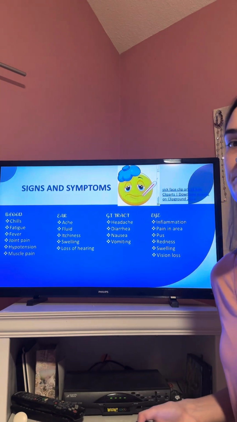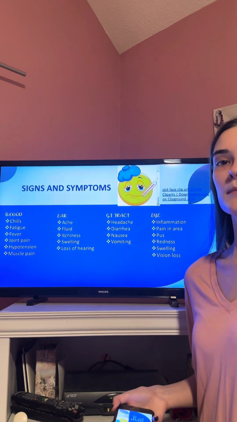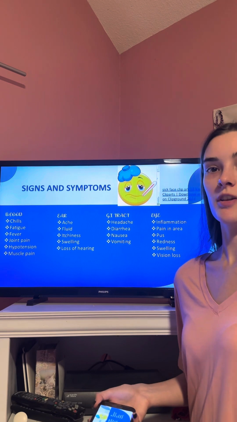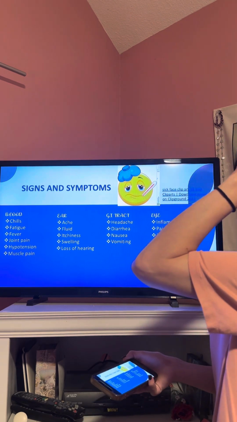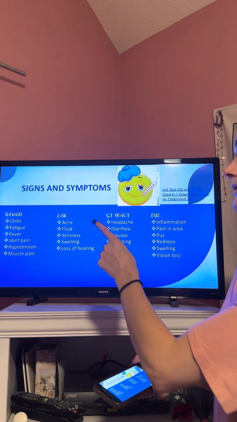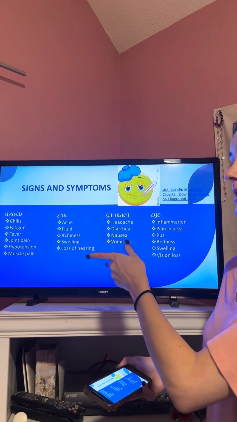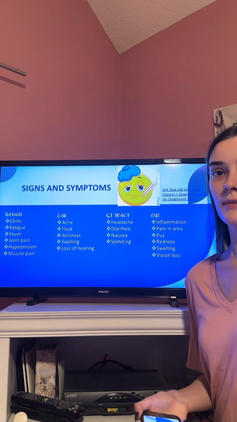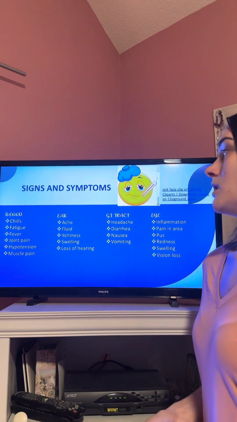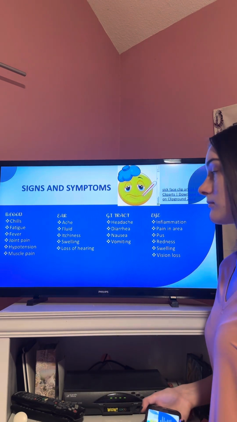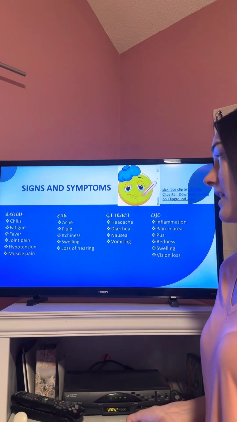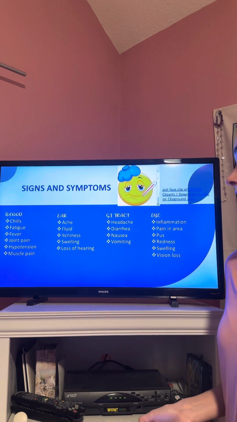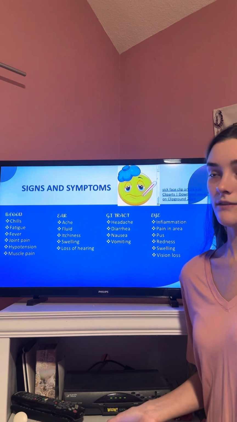Signs and symptoms. Now, the symptoms are going to depend on what part of the body this bacteria affects. In the blood, you might see chills, fever, joint pain, hypotension, and muscle pain. Like sepsis, you might experience those symptoms. And in your ear, we just talked about otitis externa, you might have an ache, fluid in your ear, itchiness, swelling, and a little bit of loss of hearing.